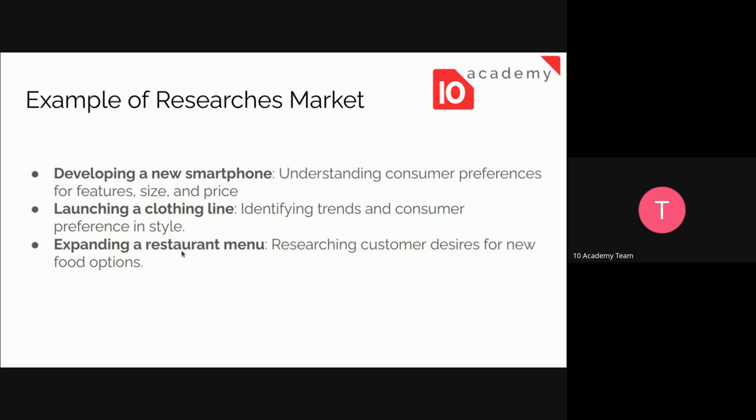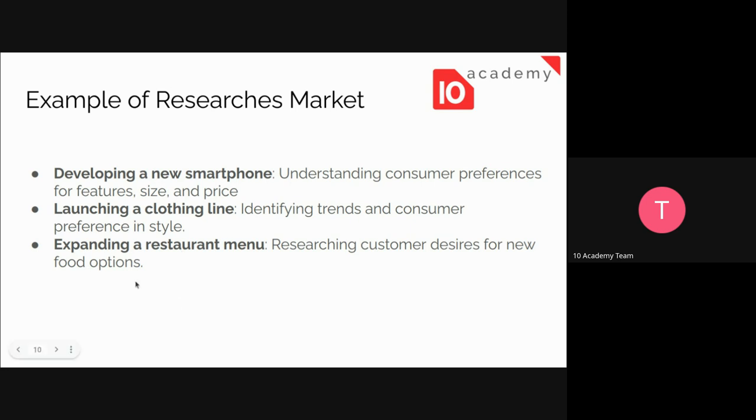The second example is launching a clothing line. Here, the market research will help us to identify the customer trends and customer preferences in styles. Of course, if you don't do a proper survey, you can't know the style that your audience really likes. You will design something because of your own experience or preference, and when you go to the market, people won't buy it. So it is very important to do the market research in order to design a proper product for a specific target.